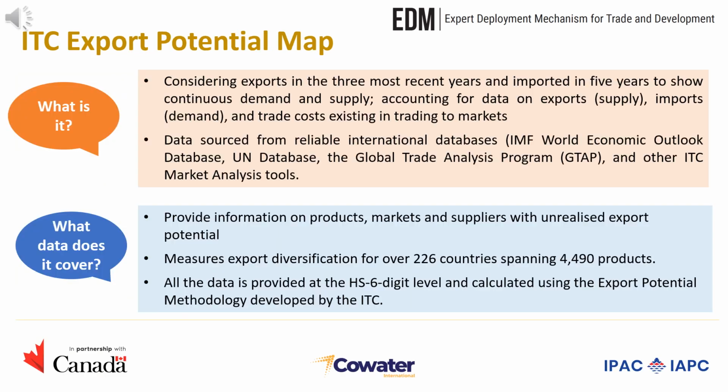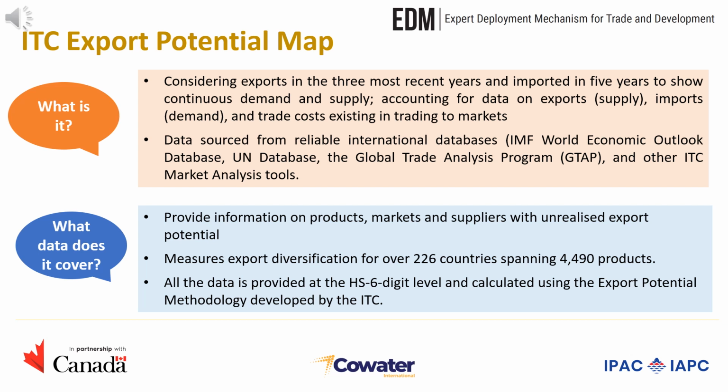The third tool that we will look at is the Export Potential Map. This tool, developed again by ITC, provides information on products, markets, and suppliers that possess unrealized export potential. It also provides an additional ranking of new sectors that have favorable chances of export success. Data for variables used in the tool has been sourced from reliable international databases like the IMF World Economic Outlook Database, the UN Database, and the Global Trade Analysis Program, among others, as well as other integrated tools such as the ITC Trade Map and Market Access Map.